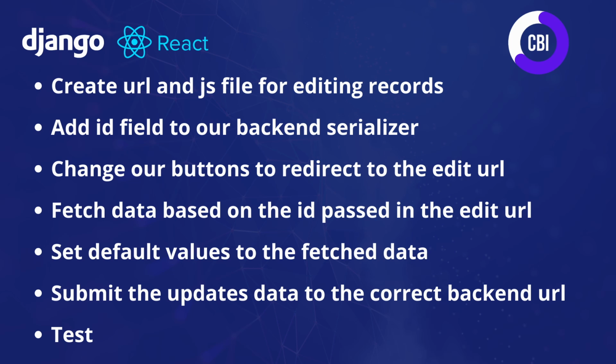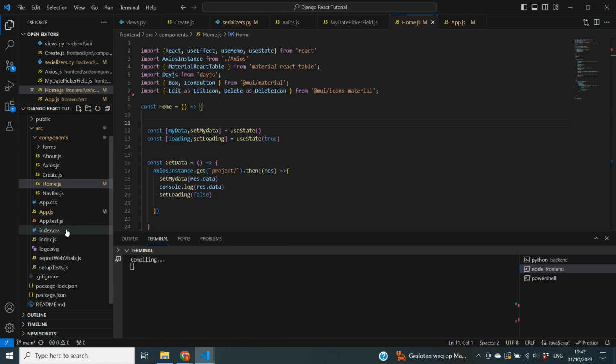And when we're on that page, we're going to make sure that we can fetch the data, but only for the record that we're going to edit. We then need to make sure that those values are passed in as the default values of our forms. And then we're going to make some changes so we can submit any updates to the correct backend URL. And as the last item, we are going to test and make sure that everything works the way we expect. So let's get started with the first step.